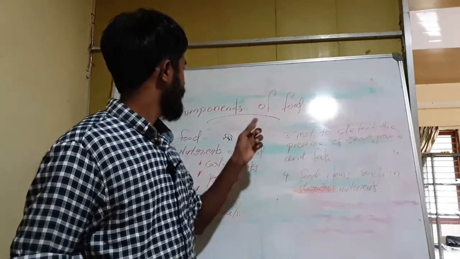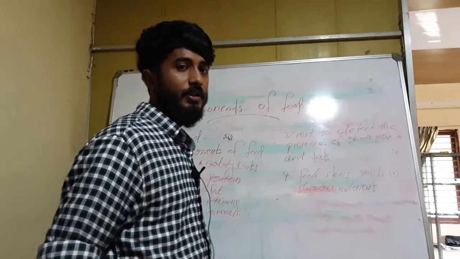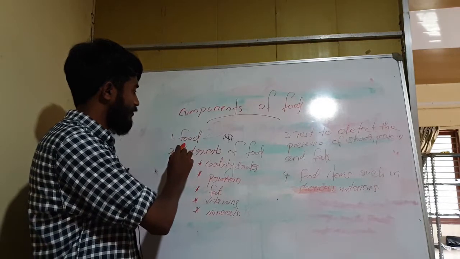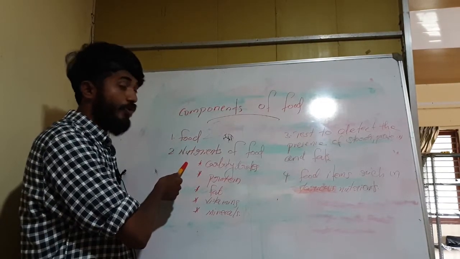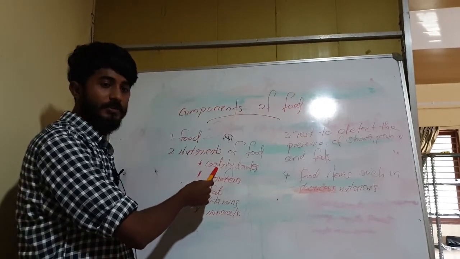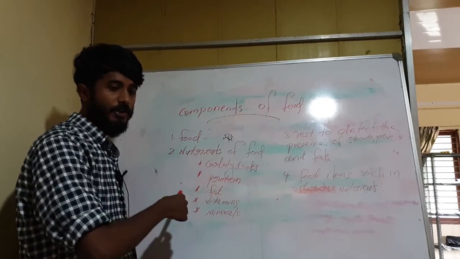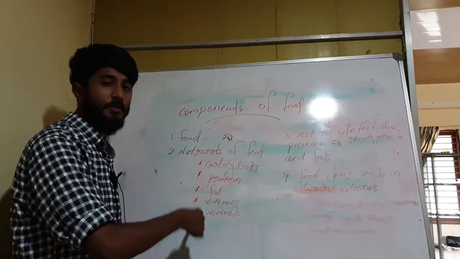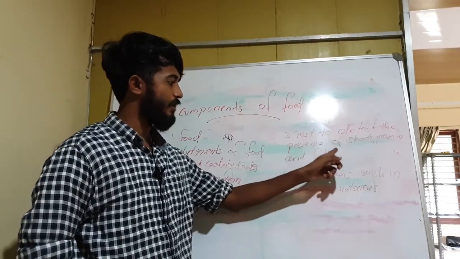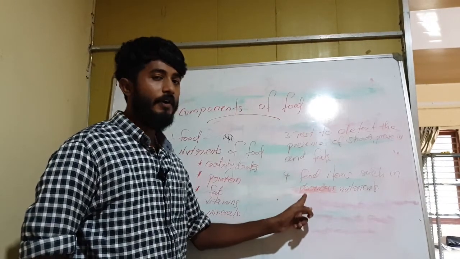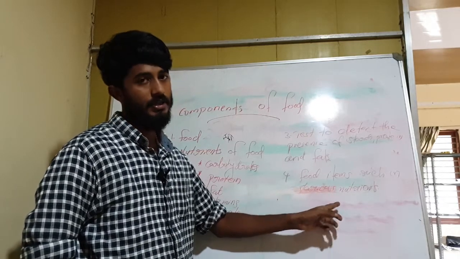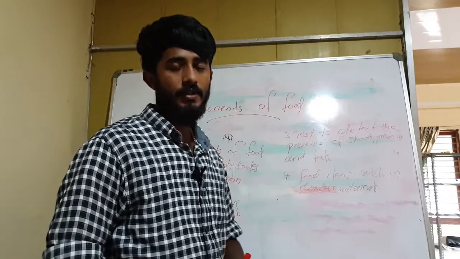The first chapter is components of food. In this chapter we mainly discuss these topics. First of all we need to discuss what is food, then the nutrients of food. There are 4 subtopics: carbohydrates, proteins, fat, vitamins and minerals. And then we need to discuss tests to detect the presence of starch, proteins and fats. And finally we have to discuss food items which are rich in various nutrients.